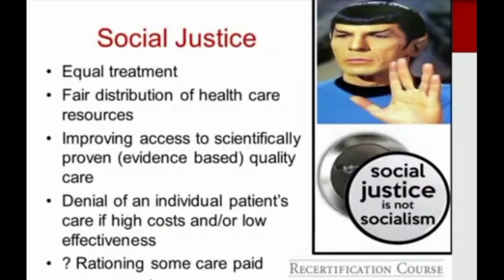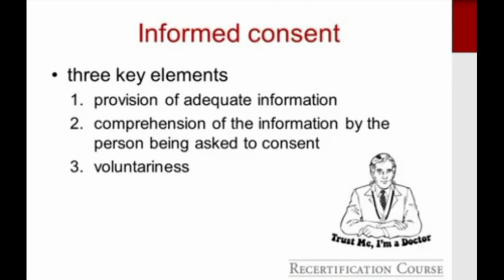Justice implies equal treatment to all patients, fair distribution of healthcare resources, improving access to all patients. It's also important that patients should not be denied care due to lack of ability to pay. So informed consent, there are 3 key elements: the provision of adequate information, so the patient should know what they're actually consenting to, the comprehension of the information by the person being asked to consent, and that the consent is actually voluntary. So these are 3 elements of informed consent.